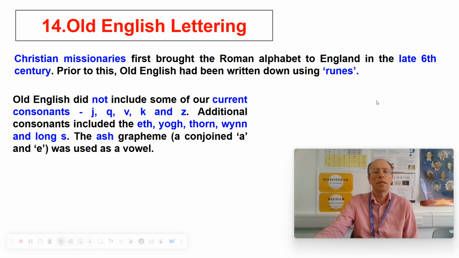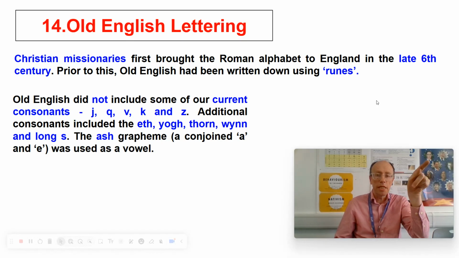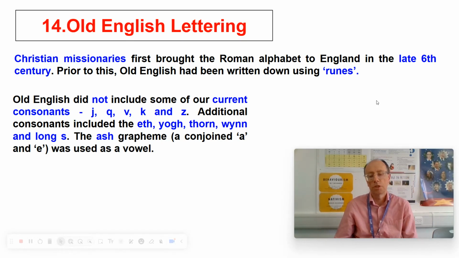And if you look at Old English texts, they do not include some of the most common consonants that we use today in English. No J, no Q, no V, no K, and no Z. And so you also get additional consonants which we don't have today. So you've got the eth sound, which is a D with a hook, which we would show with a TH digraph. That's the eth. You've got the yogh, which is a Y sound.